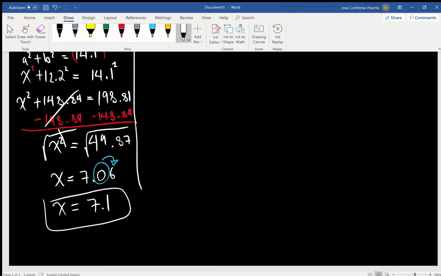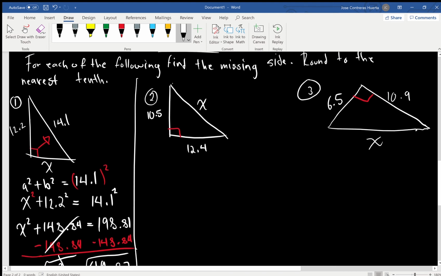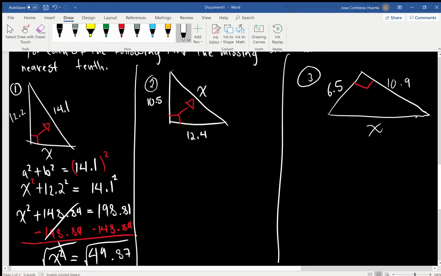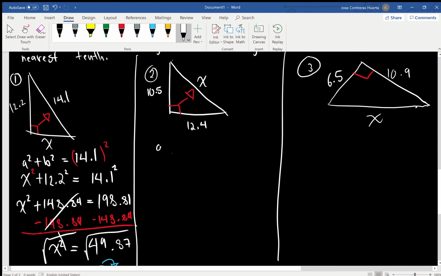Okay, so let's go ahead and move to the second example. In the second example, we have our x as the hypotenuse because it is opposite to the 90-degree angle. So because it's opposite to the 90-degree angle, that tells me that when I write my equation, a squared plus b squared is equal to c squared, x is going to be which one of the three? Well, it's going to be c, right? Because that's the largest side.